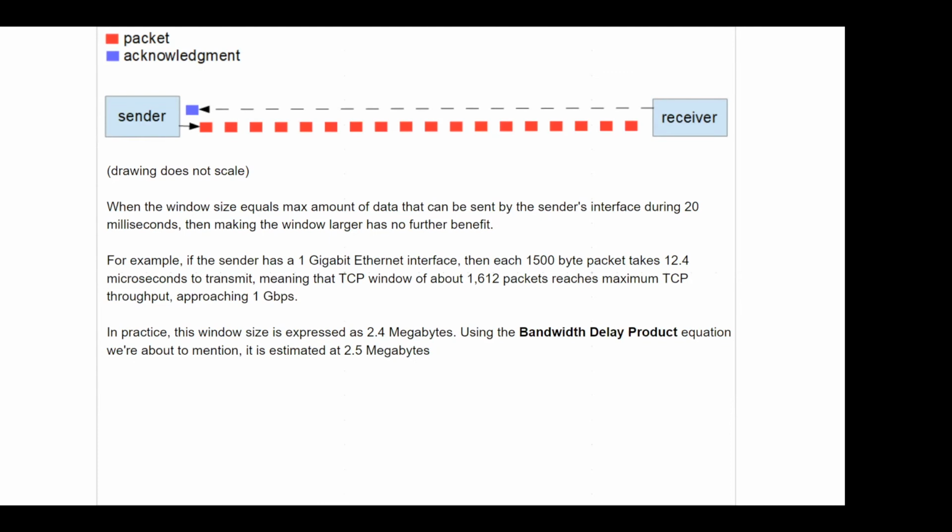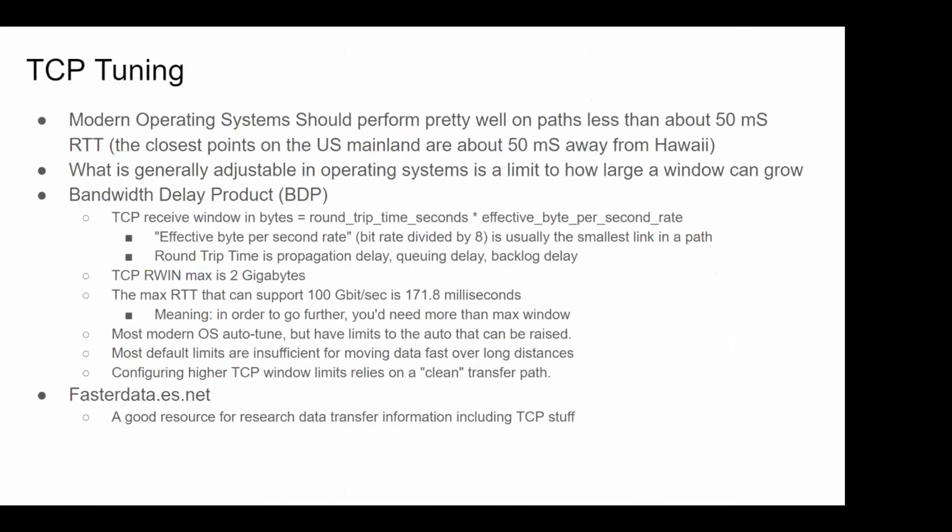If the sender has a 1 gigabit interface, each 1,500 byte packet takes 12.4 microseconds to transmit, meaning that a TCP window of about 1,612 packets reaches maximum TCP throughput approaching 1 gigabit per second. In practice, the window size is expressed in bytes, as in 2.4 megabytes. Using the bandwidth delay product equation we're about to mention, it is estimated at about 2.5 megabytes. So it's all an estimate, which is a really good word to point out there.